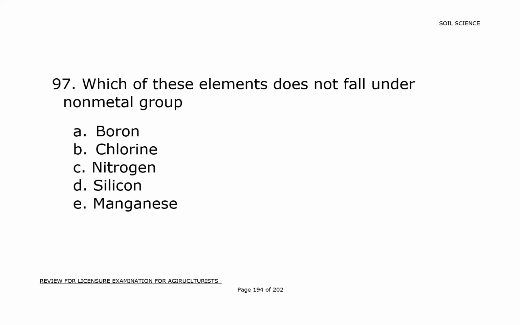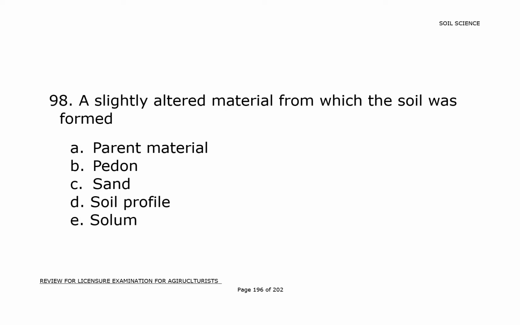Number 97. Which of these elements does not fall under the non-metal group? A. Boron. B. Chlorine. C. Nitrogen. D. Silicon. Or E. Manganese. The answer is nitrogen.